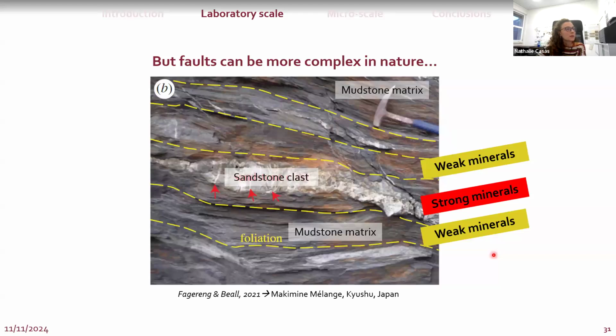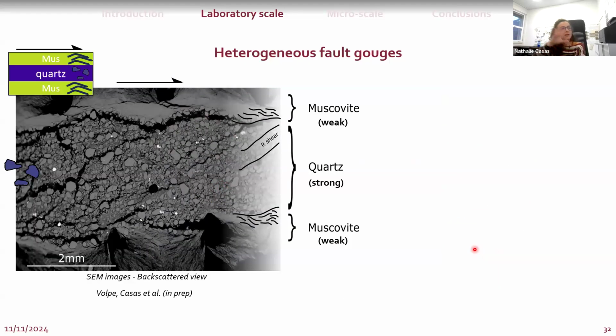So with Giuseppe Volpe, we tried another experiment, still in the same context, where we didn't mix the two minerals properly, but we did layering experiments. So alternating a muscovite layer, a quartz layer, and another muscovite layer. So weak, strong, weak mineral. And this is the microstructure we have at the end of the experiment here. So you see here the very small muscovite mineral that is remaining after shearing. And here the big quartz part that is remaining.